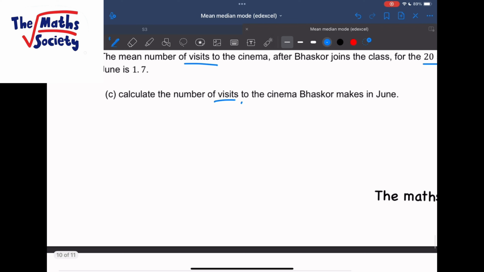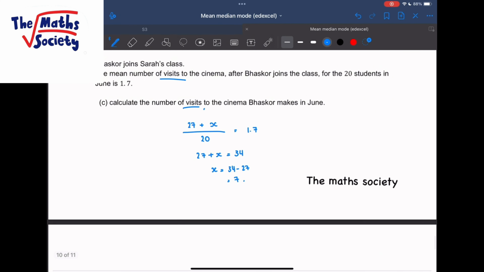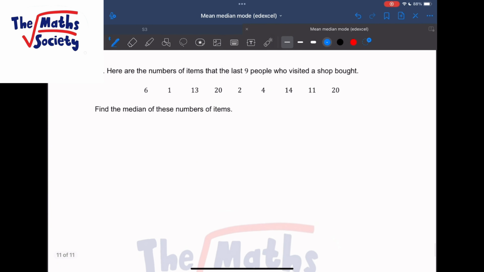So the total is 27. So it's 27 plus x, which we don't know, how many number of visits he did, divided by 20. So now the total number of students is 20, and the mean is 1.7, right? So 27 plus x, multiply them, you get 34. x is equal to 34 minus 27, which is equal to 7, and that is your x. And then we move on to 10.